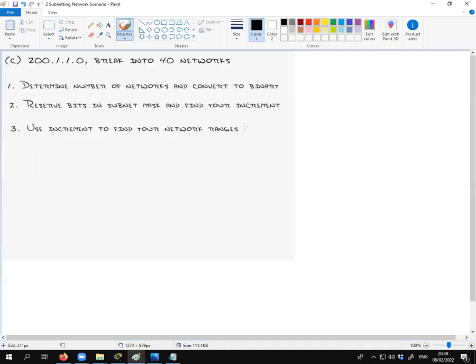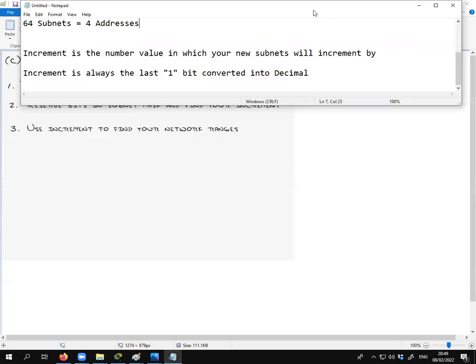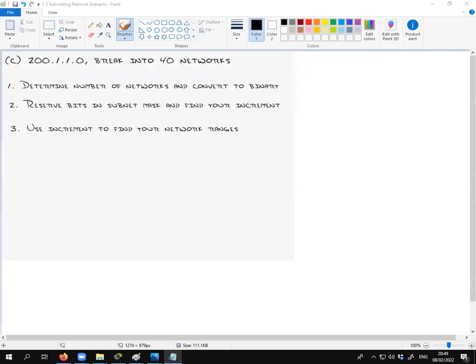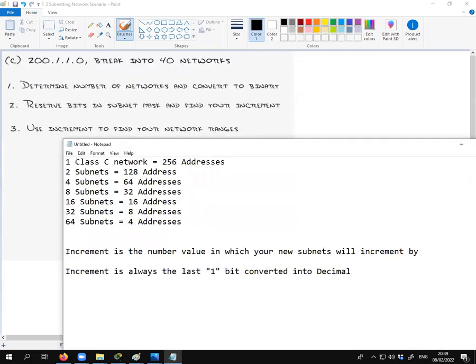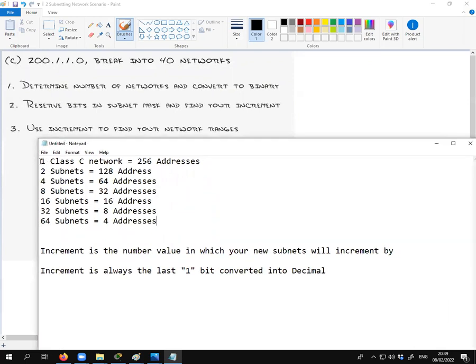Okay, we got class C 200.1.1.0. We need to divide it into 40 subnets. Okay, so what we need to do here is go back to our little table that I said is so very useful. And where do we need to go on this? Where do we need to end up?